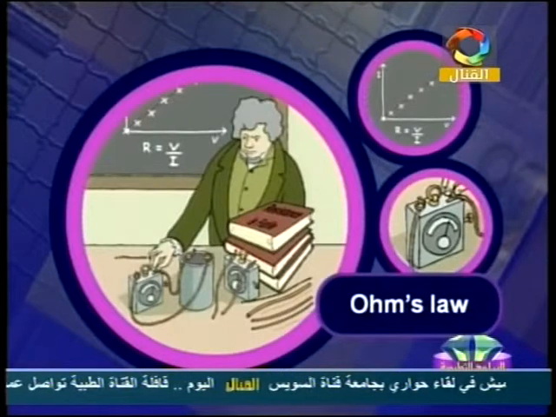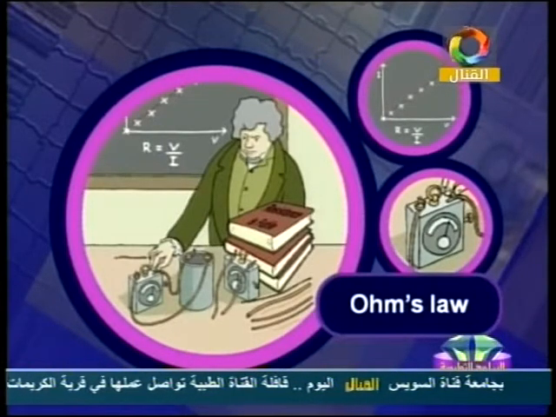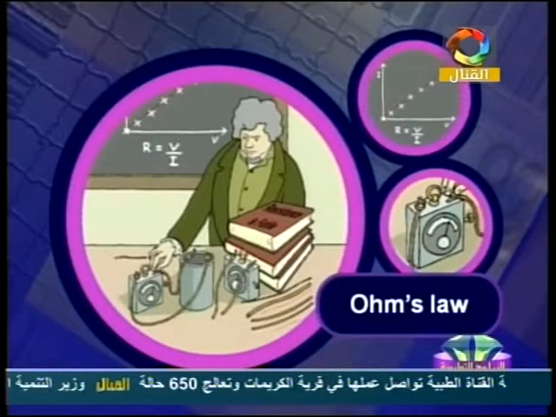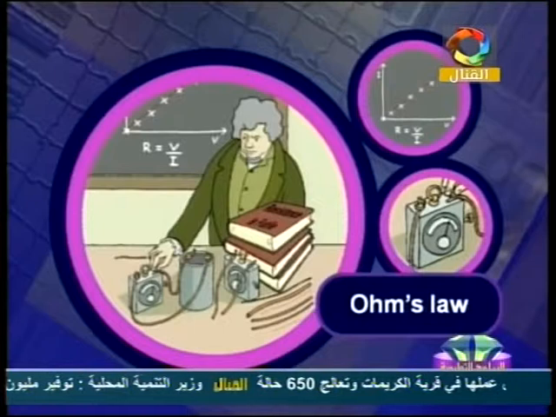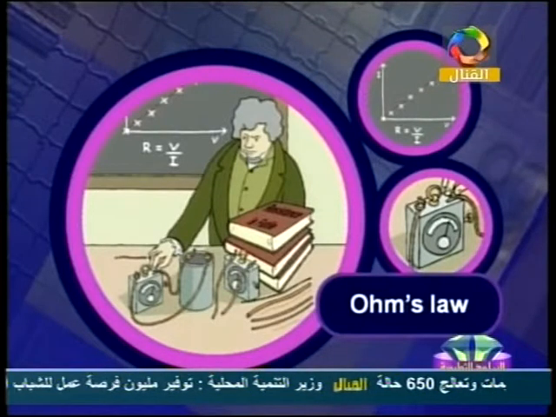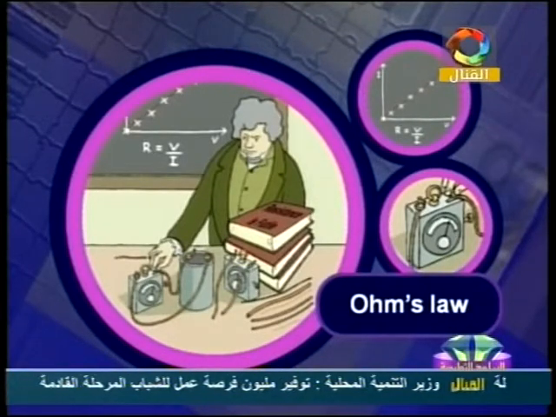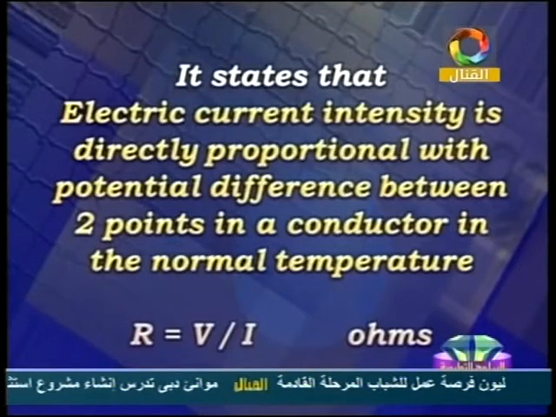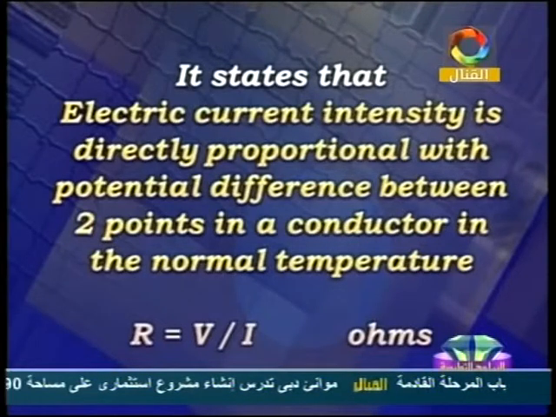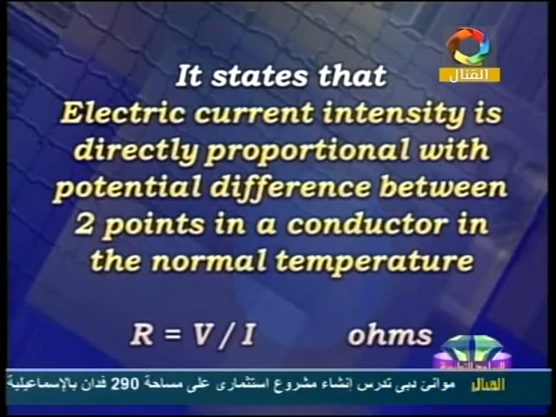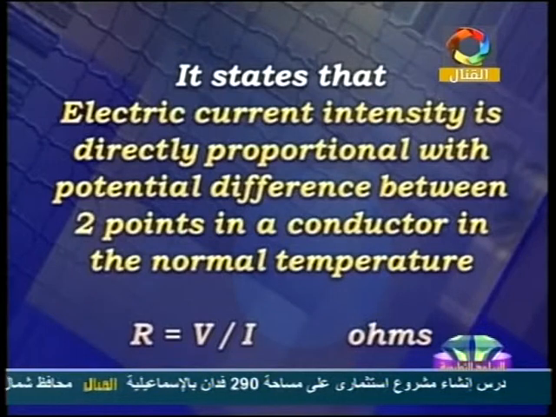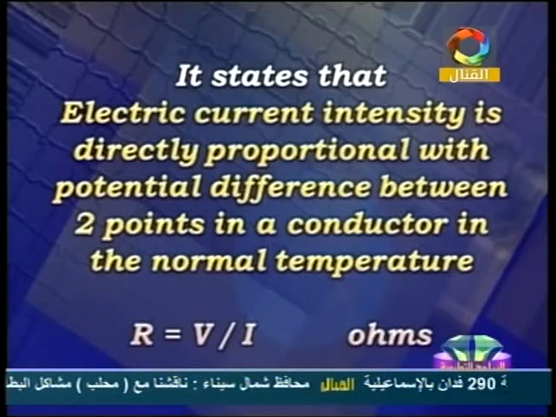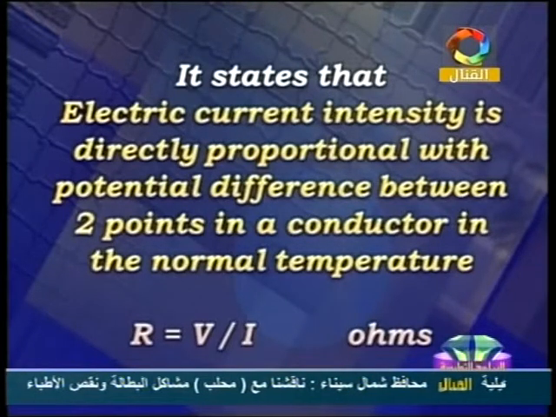His name was Ohm. Ohm made a small experiment to find the relation between potential difference, electric current intensity, and resistance, as follows. It makes a law. This law states that the electric current intensity is directly proportional to the potential difference between two points in a conductor at normal temperature.